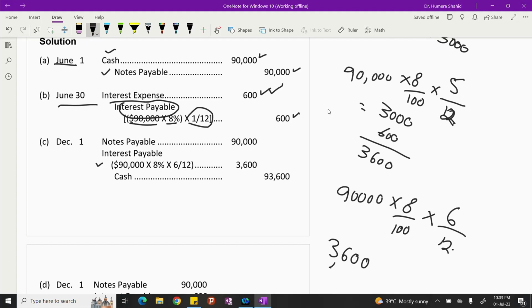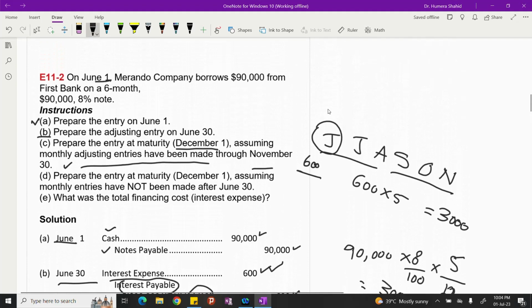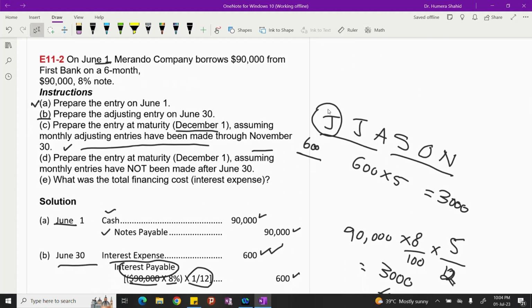Okay, so on December 1st we are paying back notes payable, also interest payable, and then cash will get credit. 90,000 notes payable are returned, 3,600 interest payable also paid back, so altogether 93,600 cash is paid.